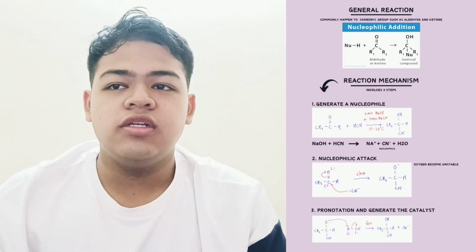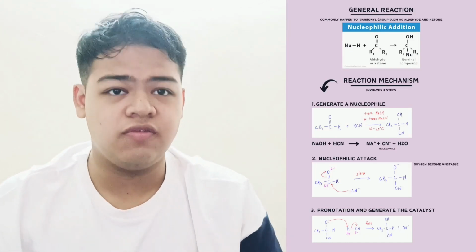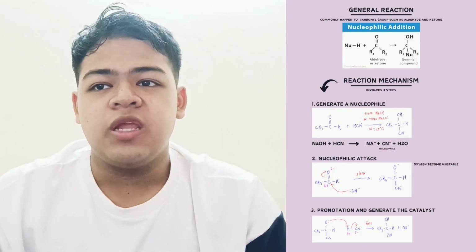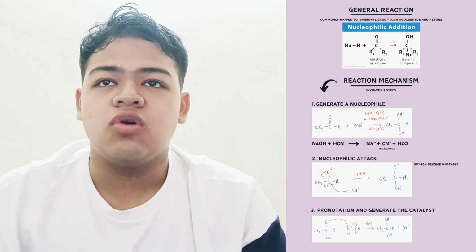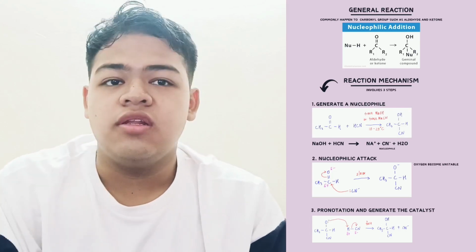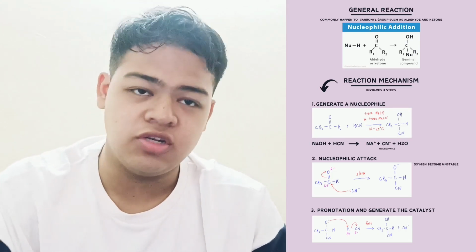The second one is the nucleophilic addition. In nucleophilic addition, we have something called a nucleophile, which is nucleus loving. It is electron rich. Nucleophilic addition more commonly happens to the carbonyl group, which is in aldehydes and ketones. In the reaction mechanism, we have three steps. The first step is to generate a nucleophile.